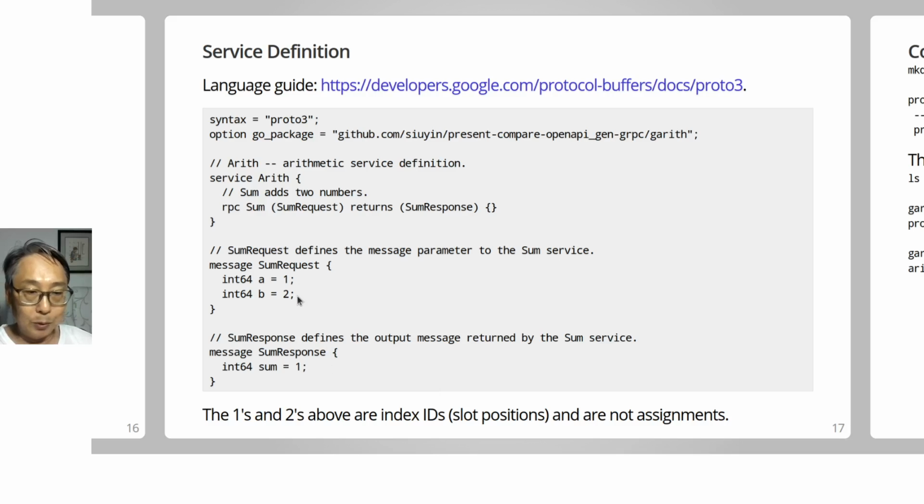Now these ones and twos, think of them as slot numbers. They are index IDs. They are not assignments, not A assigned to 1. No. It's A is in position 1, B is in position 2, and I think positions 1 to 8 or 1 to 16 are more optimized, faster for gRPC.